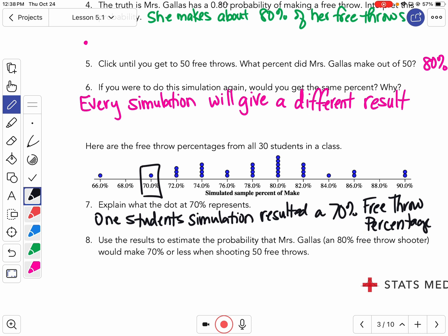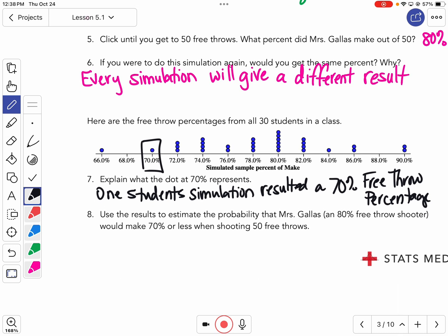All right, now this is where we estimate probability when we've got a chart like this, a dot plot, and it's really no different than what we did in the past when we looked at dot plots. It says use the results to estimate the probability that Miss Gallus would make 70% or less when shooting her free throws. So let's look. How many dots are 70% or less? Two.